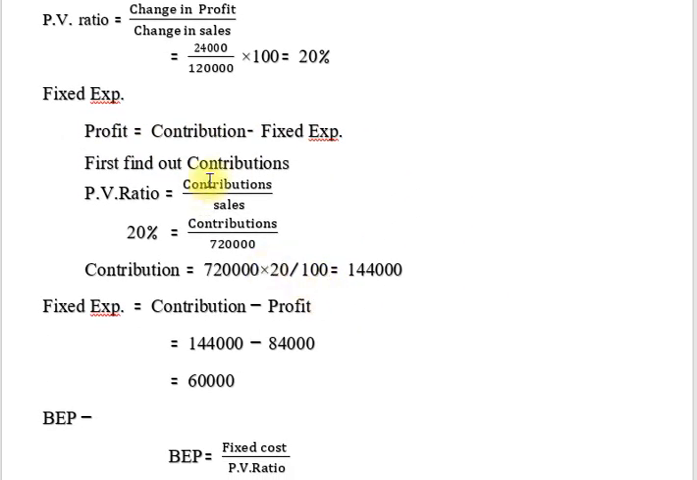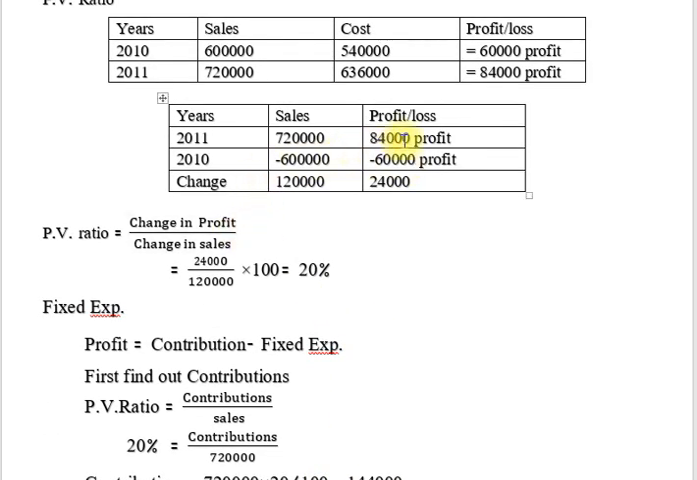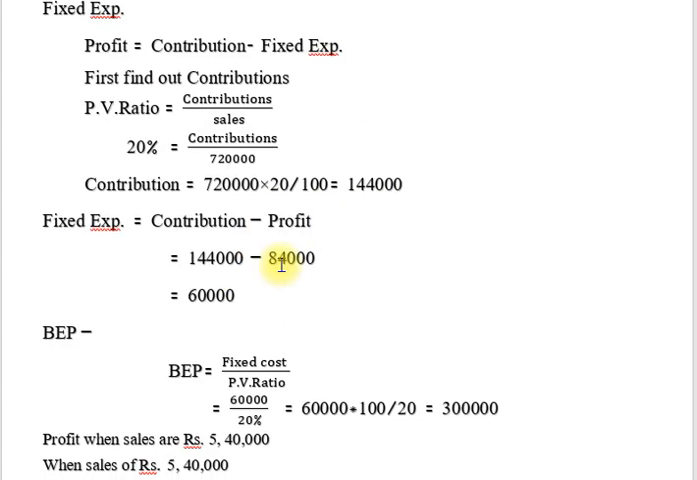So we use this: fixed expense is equal to contribution minus profit. Contribution is 1,44,000, and the profit we found in our first step is 84,000. So we use 84,000 here. The difference is 60,000. So we find another point: fixed expense is 60,000. In our example, the fixed cost or fixed expense is 60,000.